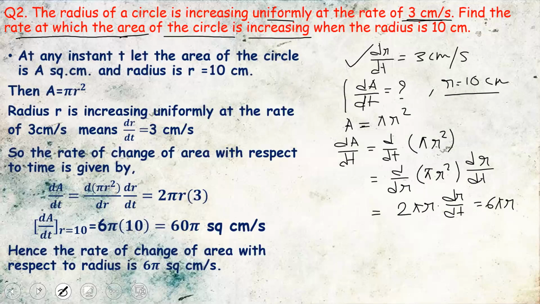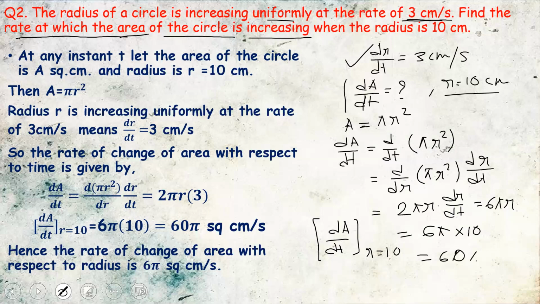Now we need to find dA/dt, that is the rate of change of area with respect to time at r equal to 10 centimeter. That is, when the radius is 10, we need to find the change of area. That is 6π into r, where r is 10. The value is 60π. Definitely the unit is centimeter square per second.